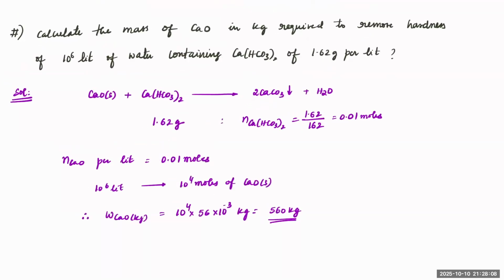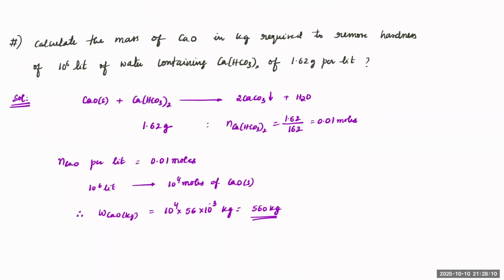Clear, beta? So if you have 10 raised to power of 6 grams of water, correct? So this much amount of calcium oxide is added. Usually this is what you will see in reservoirs. Reservoir standards are like this.